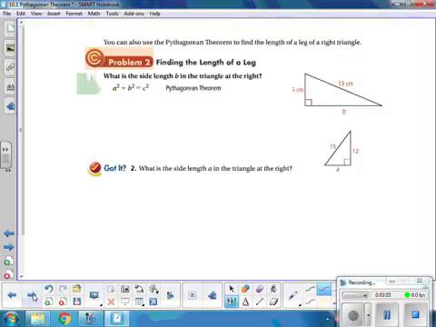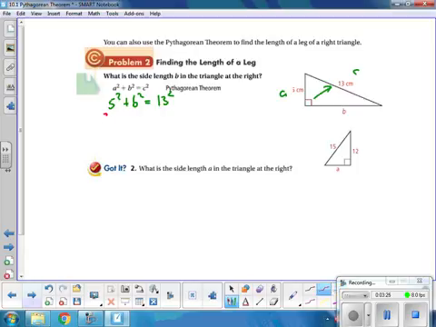You can also use the Pythagorean theorem when it gives you a different order of things. Like for instance, this is your a, this is your b, and c is your hypotenuse, the one that's opposite the right angle. You can still solve this. So let's put this together. 5 squared plus b squared is what I'm looking for. And I have 13 squared.